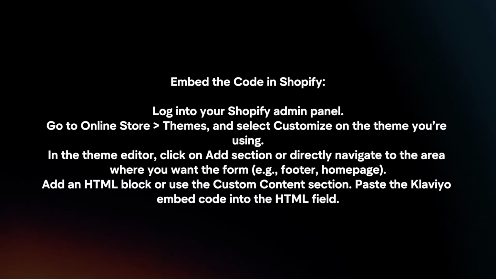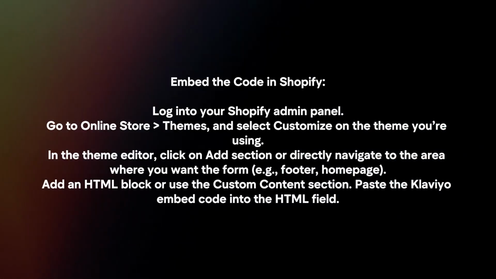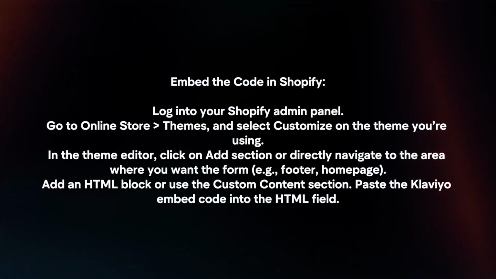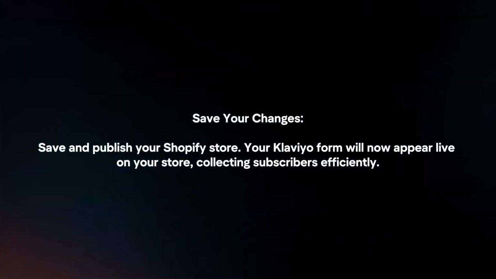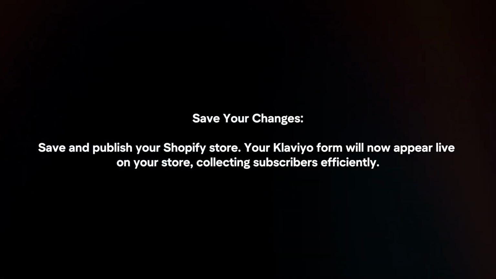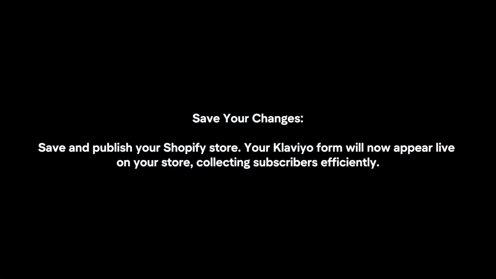Add an HTML block or use the Custom Content section. Paste the Klaviyo embed code into the HTML field. Save your changes. Save and publish your Shopify store. Your Klaviyo form will now appear live on your store, collecting subscribers efficiently.